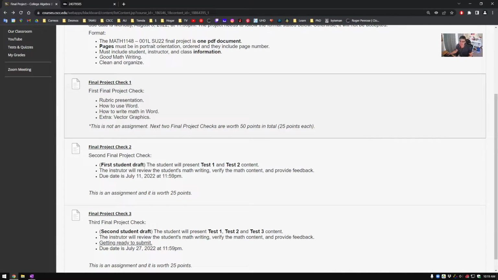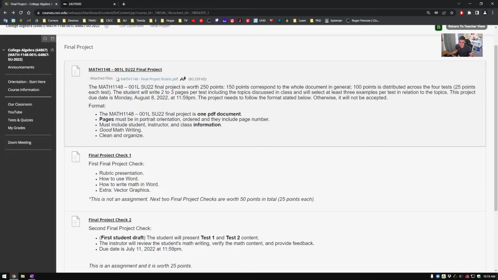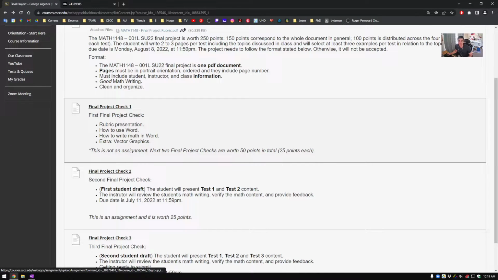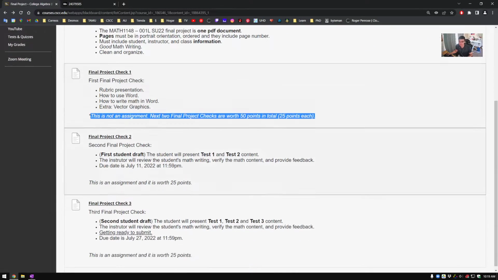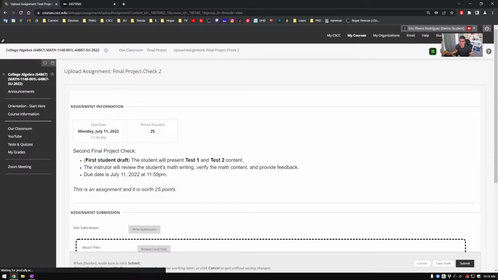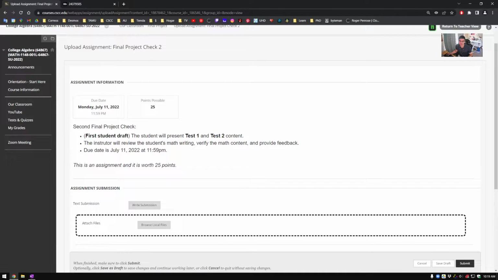Before we get to August 8th, we are going to do the first check, which is today. This is not an assignment, so there's nothing to do here. What I want to do on the first check is to discuss the rubric and the expectations for the project and to answer your questions. On final project 2, you are going to submit your first draft. In your first draft, I want to see the content for test number 1 and test number 2.